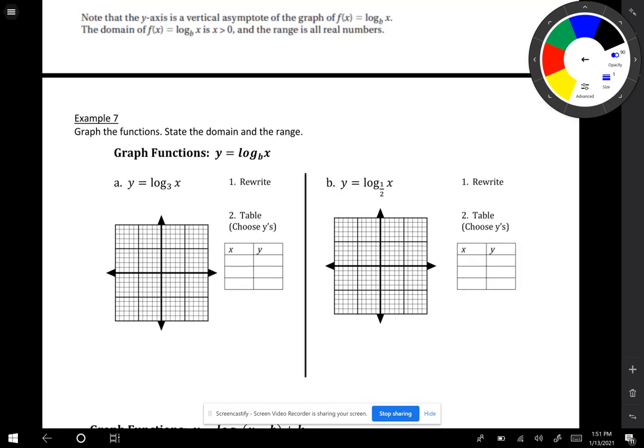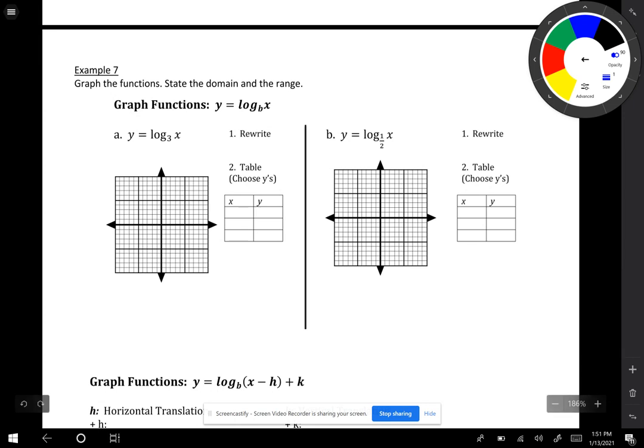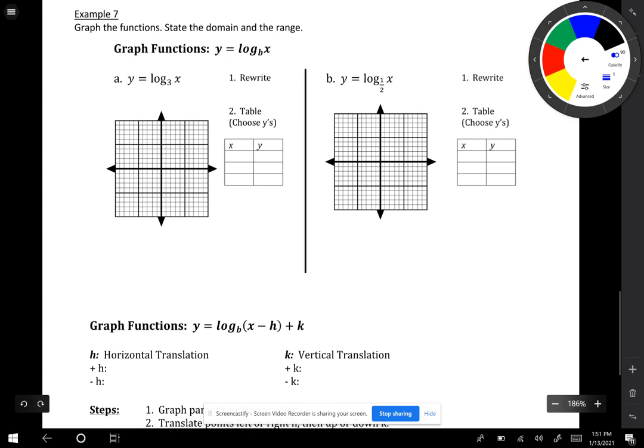So we are going to graph some basic ones, and then we'll graph one that has been shifted. So this first one, example 7a, we are going to graph log base 3 of x equals y. So the first thing we need to do is take that log equation and write it into exponential form. So 3 is our base. Remember, base, exponent, and then that's x. So that's your answer.